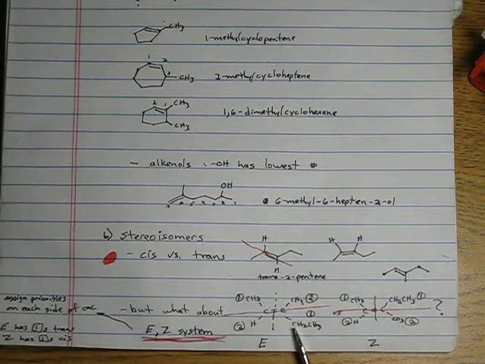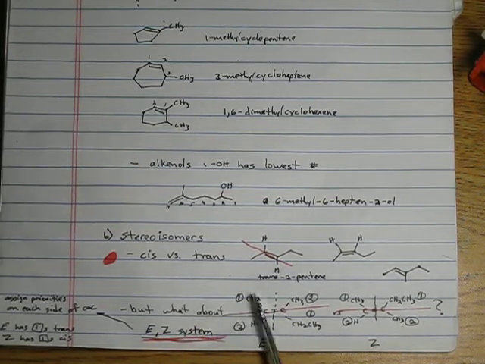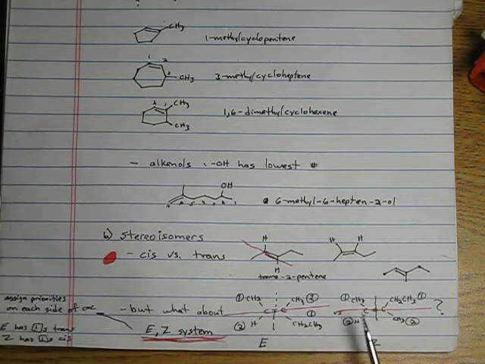Oh, our priority 1s are on opposite sides. E. Oh, priority 1s are on the same side. Same side is Z. That's how I do it. I kid you not, you'll be in Organic 2 next semester. Your instructor will be looking at these and say, is this the E or the Z isomer? And you're just going to smack your head against the desk and say, oh man, that's the Z isomer because priority 1s are on the same side. It's a way to remember it. That's what I'd recommend.